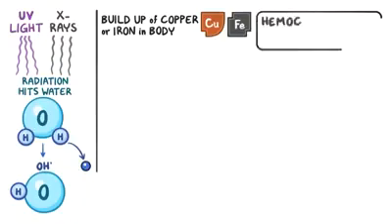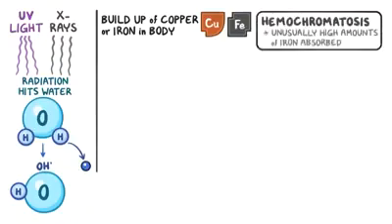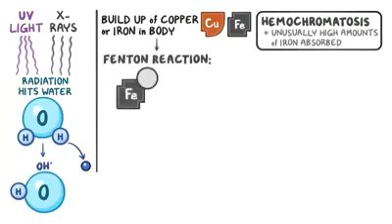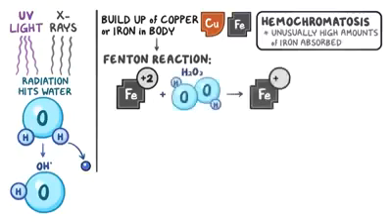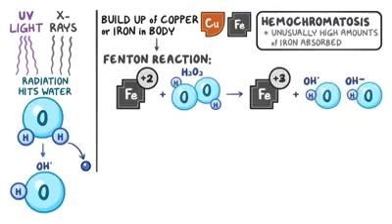For example, hemochromatosis is a condition where unusually high amounts of iron are absorbed. All this extra iron undergoes the Fenton reaction, where molecules of iron 2+ are oxidized by hydrogen peroxide, producing iron 3+ and the hydroxyl radical and hydroxide ion as byproducts.